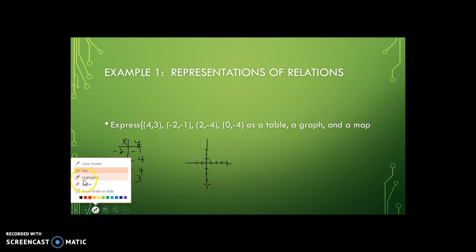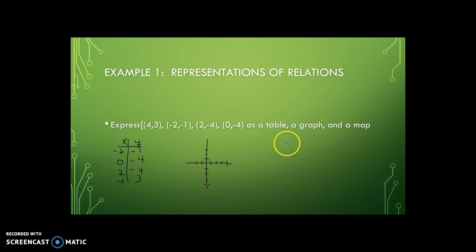So you start with, I like to just do squares. You can do whatever you want. Oval or circle or whatever, it doesn't matter. And I'm going to write down the x values: -2, 0, 2, and 4. And then here I have 3 different y values. I have -1, I have -4, twice. I'm only going to write it once though, and I have 3.